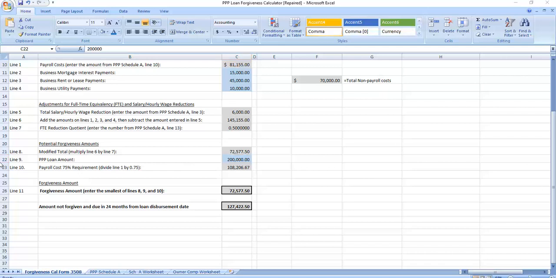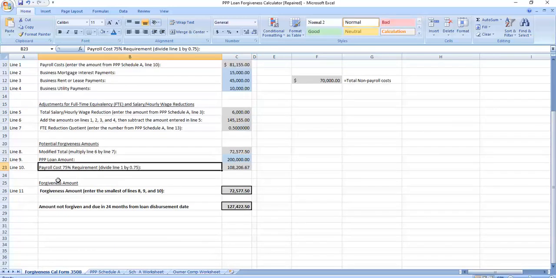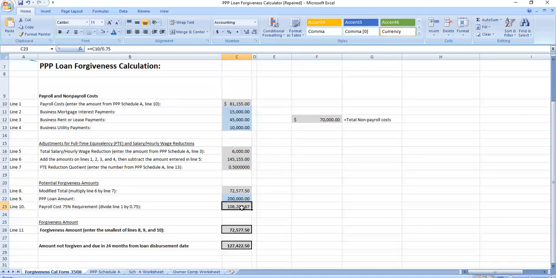And so this line here, payroll cost 75% requirement. We're looking at whether the payroll amount was supposed to be 75% of this amount, right? This is the total payroll cost. So for the payroll cost 75% requirement, line 1 is to be divided by 0.75 to see if the at least 75% forgiveness requirement was met.